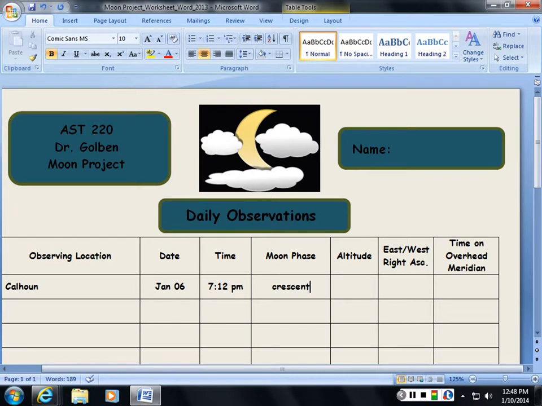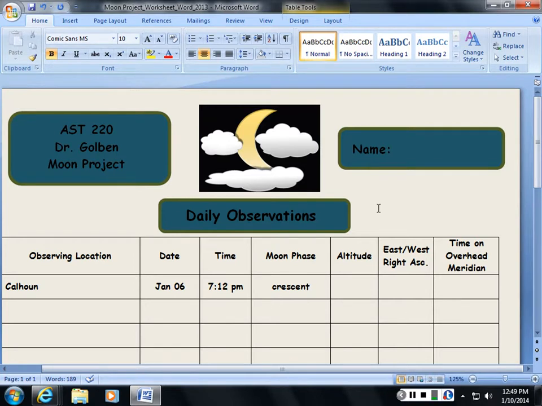How do I know if it's waxing or waning? Well, if I've been observing the moon over the course of several days, and I notice that it's increasing in size, then it's increasing in illumination, hence it would be a waxing crescent moon. On the other hand, if it has been decreasing in size from day to day, then it would be a waning moon. So just by doing the moon project day to day, I would find that out.